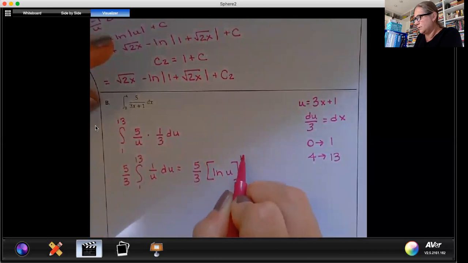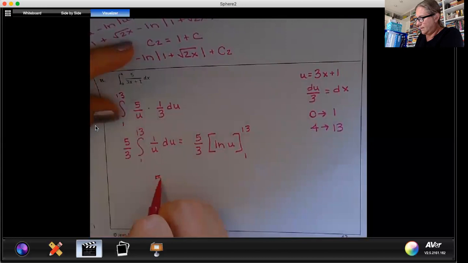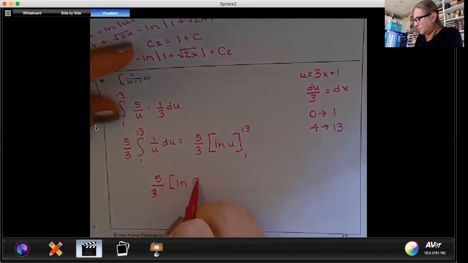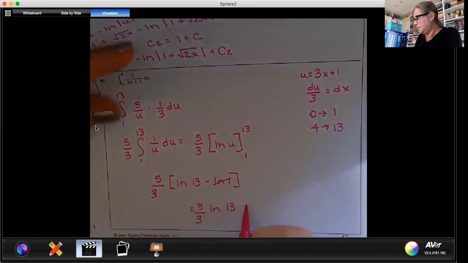Both my numbers are positive. So that's 5 thirds times ln 13 minus ln 1. We should know by now that is 0. Answer: 5/3 ln 13, which is approximately 6.4124.